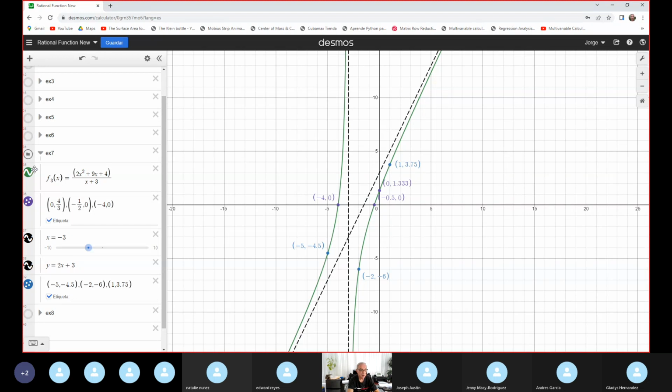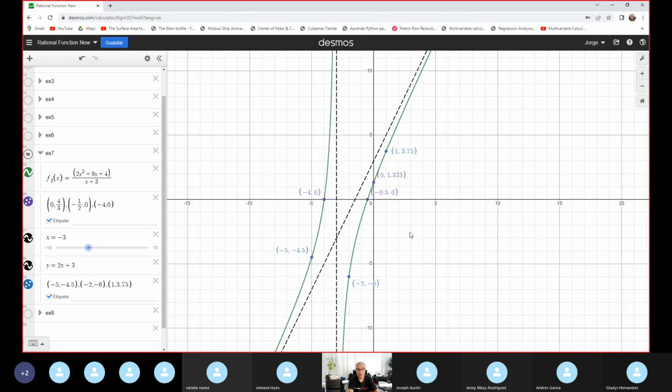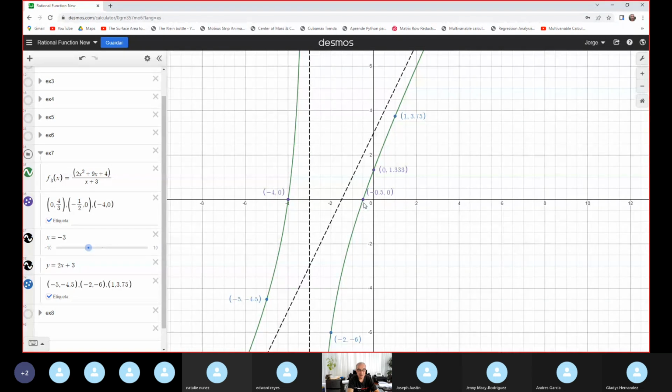I don't know why I separated 3 point, 3 point. Because this point I suppose is the y-intercept and x-intercept. The y-intercept is 0, 1.33. This is the y-intercept, the point in which the green curve crosses the y-axis, and the point where the curve crosses the x-axis is -1/2, which is this guy. Look, make it zoom, -1/2, and -4.